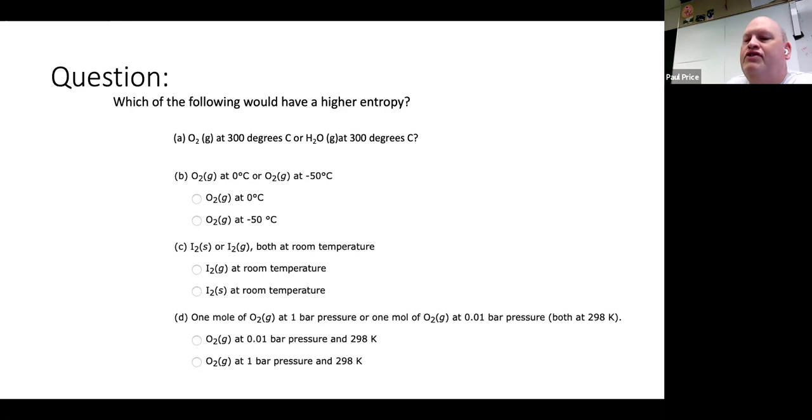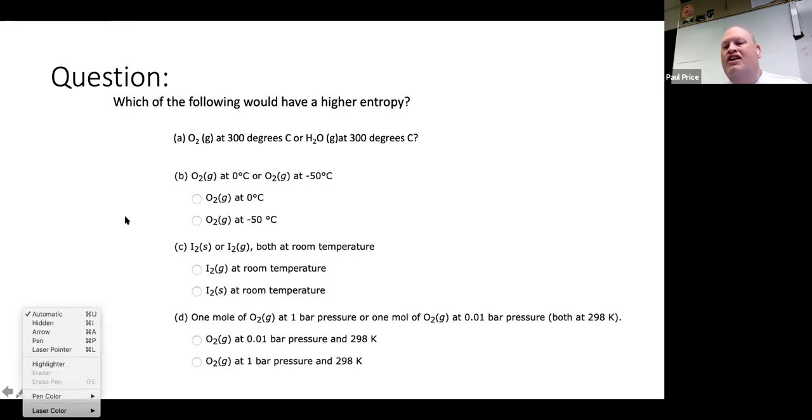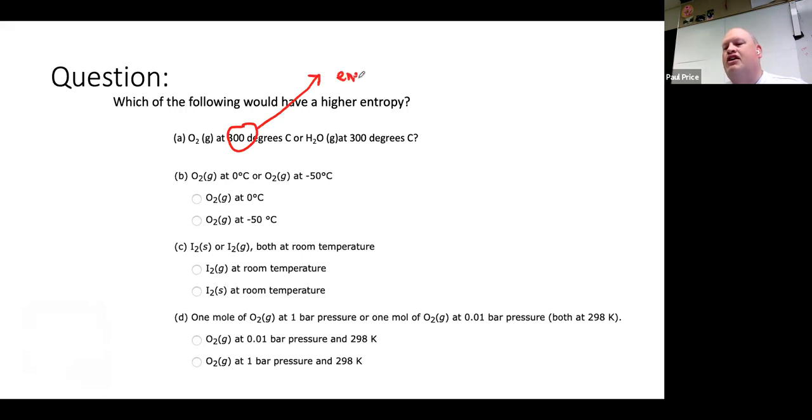So the first one I want to play with is, for example, let's think about O2 at 300 degrees Celsius or water at 300 degrees Celsius. And which one of these two would have a higher entropy? Well, let's first talk about what we mean by 300 degrees Celsius. In the case of 300 degrees Celsius, we're giving a certain amount of energy to both the water and the oxygen. So when I say 300 degrees Celsius, it's basically the same as saying this oxygen has so much total kinetic energy, this water has so much total energy, and those total energies are effectively the same.